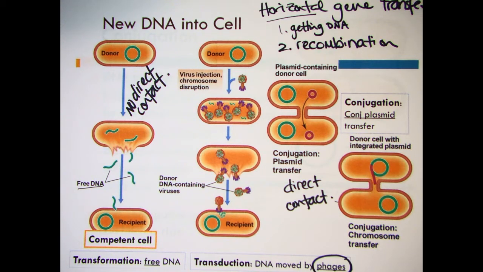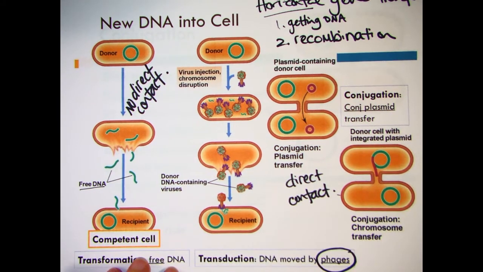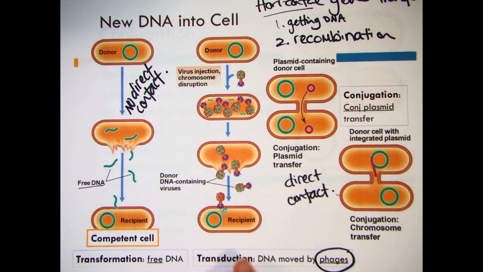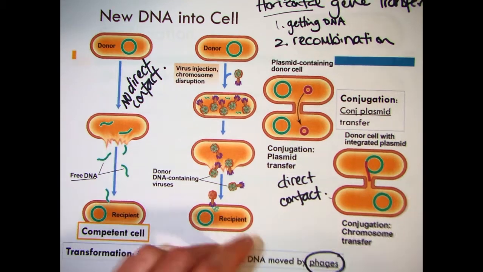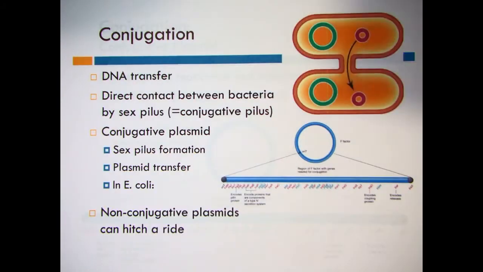Hello again. In this second horizontal gene transfer video, we're going to learn about conjugation. The first video covered transformation and transduction, which were free DNA with no direct contact and phage transfer, respectively. This video is going to cover conjugation, which is direct contact between the donor and the recipient cell.